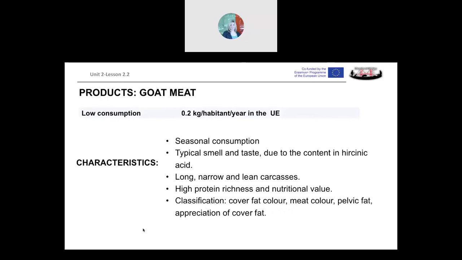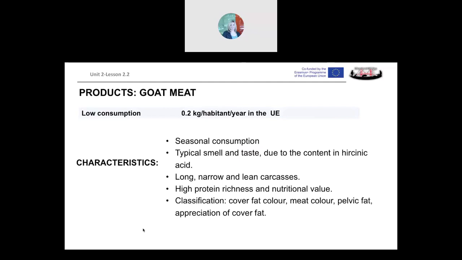If we go to the second main product, in this case we have the meat, but really the consumption in the European Union is very, very low, just 0.2 kilograms per inhabitant per year. In other places, such as Asia or Africa, the consumption is higher, but not in Europe. Really, in the developing countries, it's just a seasonal consumption.